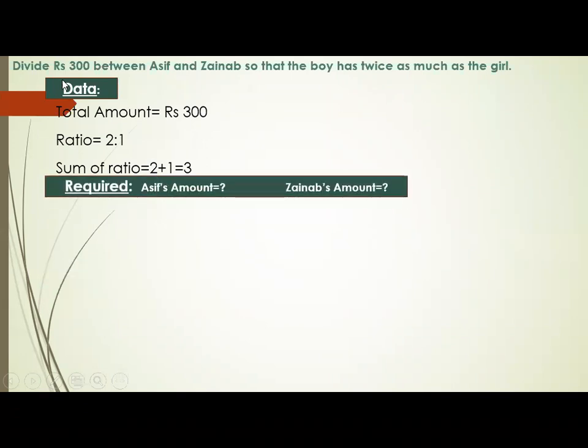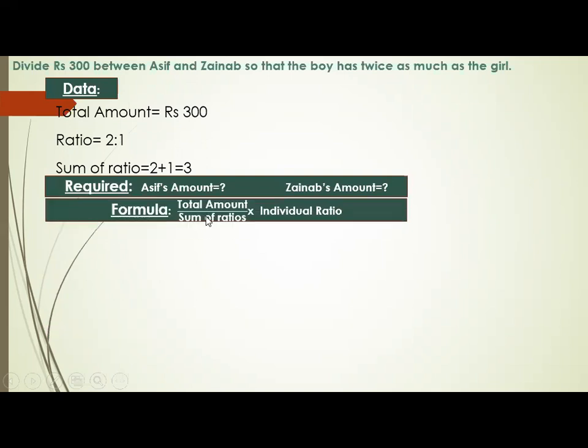So what is required in this question? We have to divide rupees 300 between Asif and Zainab so that the boy has twice as much as Zainab. Here we have to find what Asif gets and what Zainab gets. That means what is required is Asif's amount and Zainab's amount. Now the third heading must be the formula. In each and every question we have to write down the formula, and the formula is total amount upon sum of ratio into individual ratio. Solution: first let's find Asif's amount.